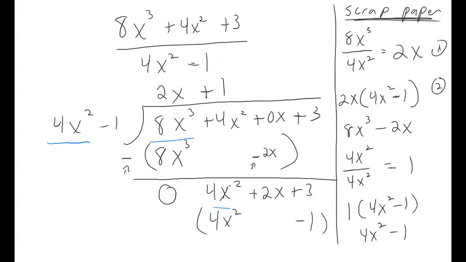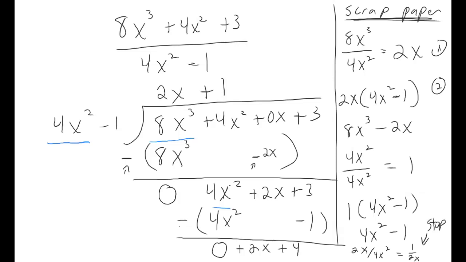Put in my parentheses because I am subtracting all the way through. 4x squared minus 4x squared is 0. 2x minus nothing, I just bring down a positive 2x. Positive 3 minus a negative 1 means add, so that becomes a plus 4. And I ran out of room, but I do it again. 2x divided by 4x squared equals 1 over 2x. That is not an integer, so I stop, which means I am done. So you keep going until you do not get an integer, and 1/2 is not an integer, it is a rational number, so I have to stop.